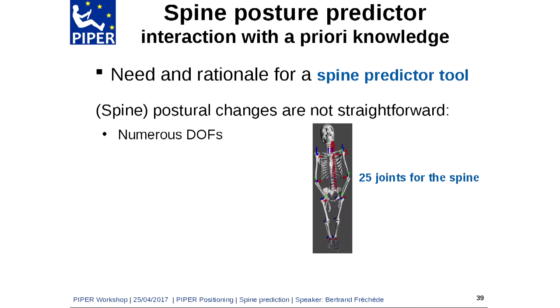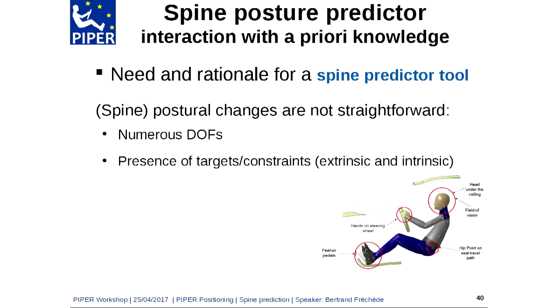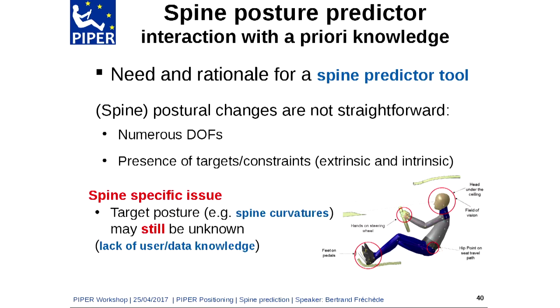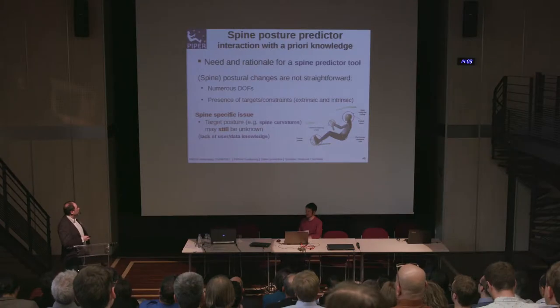There are numerous degrees of freedom, but if you consider the spine segment as just being one segment that you wish to position, you still have 24 or 25 joints to position for the spine. We've also seen that there were numerous targets and constraints to deal with, both extrinsic and intrinsic to the HPM. And I think that the spine-specific issue is that you may know the posture and the orientation and location of the head and the pelvis, for example, but you don't really know how you're going to define these curvatures on your spine, because there's a lack of either user knowledge or data knowledge.